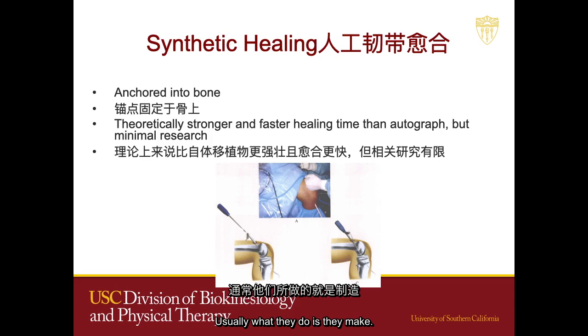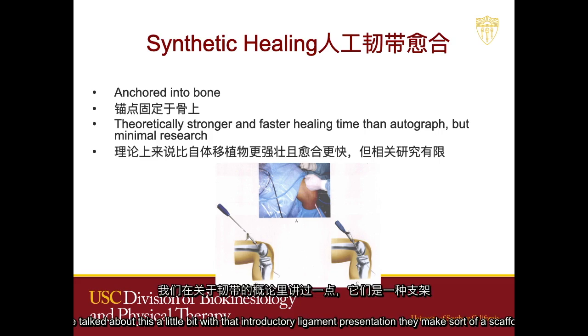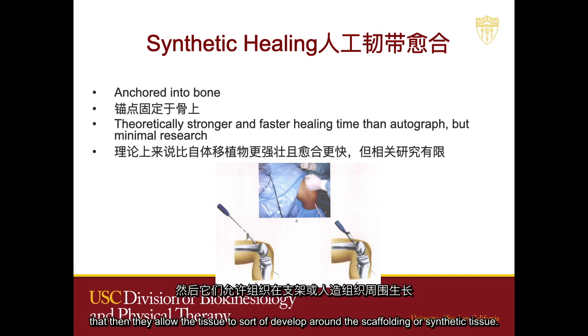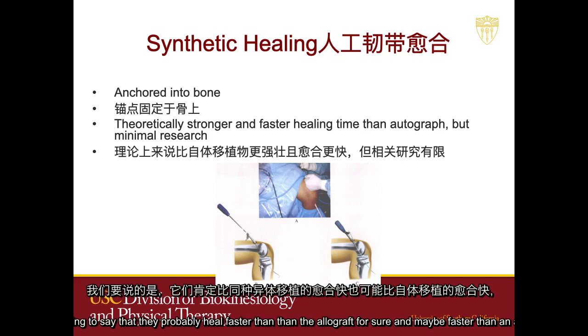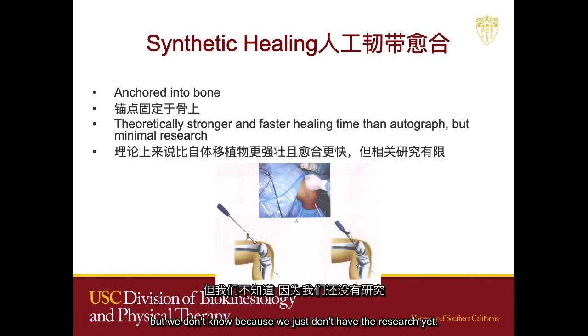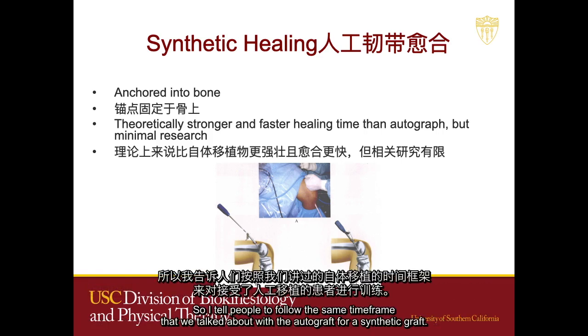Usually what they do, we talked about this a little bit with that introductory ligament presentation, is make a sort of scaffold that then they allow the tissue to develop around, the scaffolding or synthetic tissue. We're going to say that they probably heal faster than the allograft for sure, and maybe faster than an autograft, but we don't know because we just don't have the research yet. So I tell people to follow the same time frame that we talked about with the autograft for a synthetic graft.